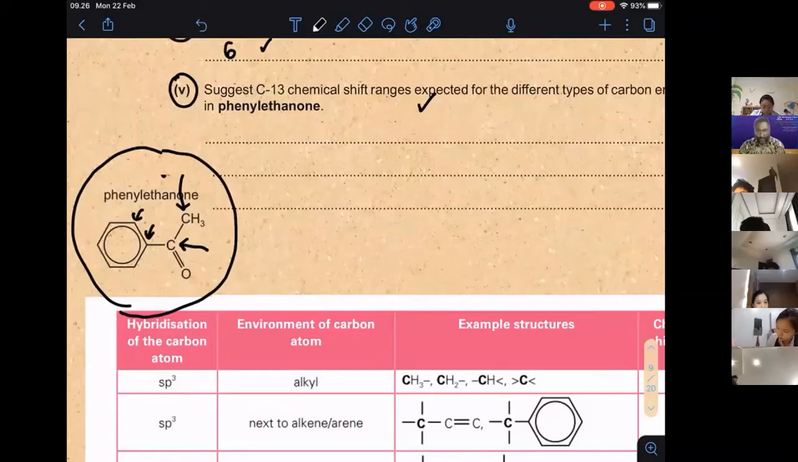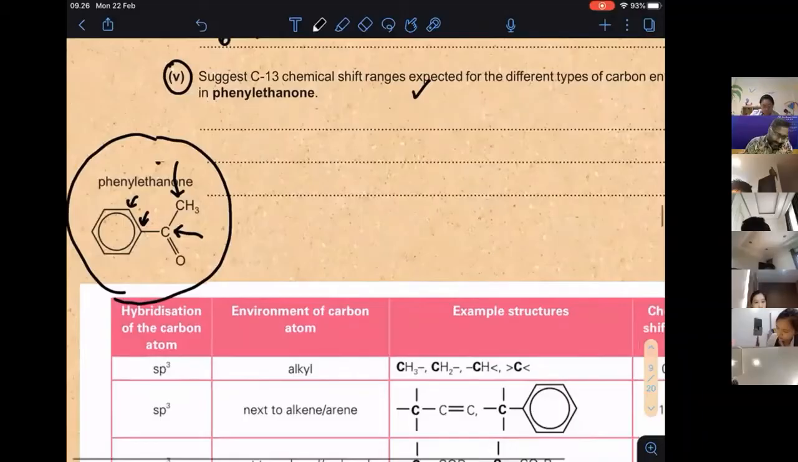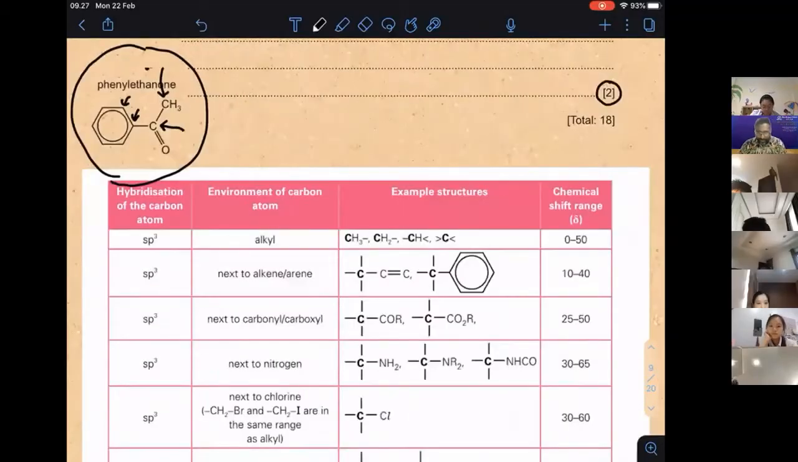Okay, what are the things that I'm going to look for? Maybe the first one is going to be the carbon, if I put it as number 1, the carbon which is next to the carbonyl group. So this is going to be carbon next to carbonyl group. If I put it as 1, I'm going to expect a shift from 25 to 50. Okay, I'm looking for that.